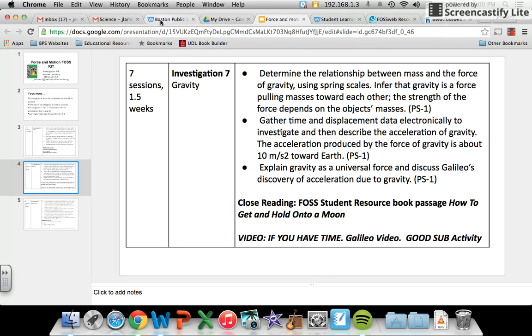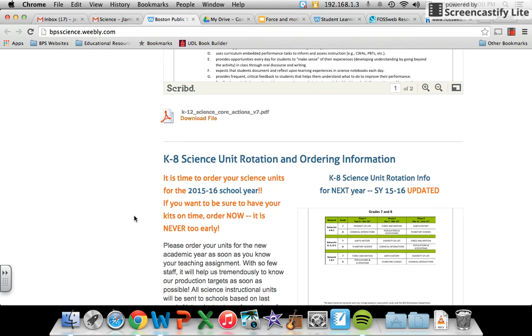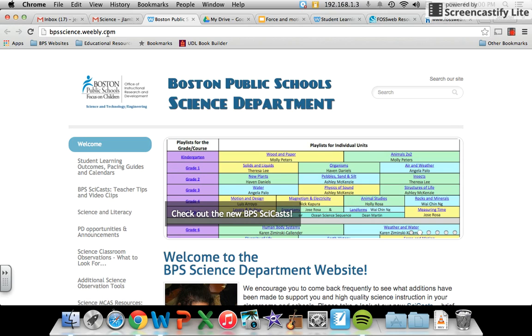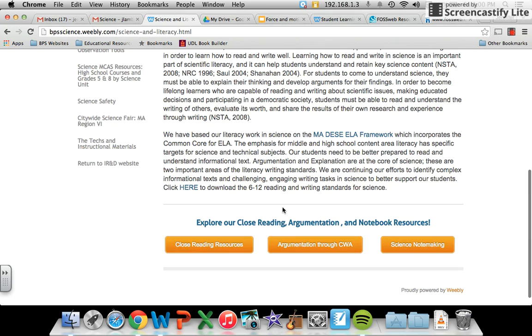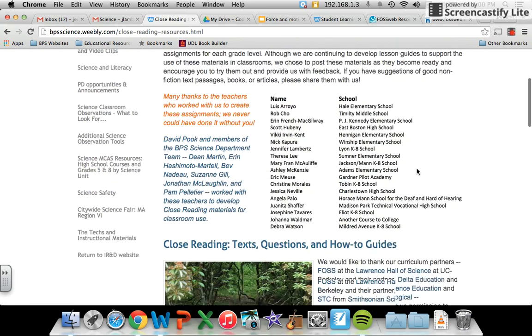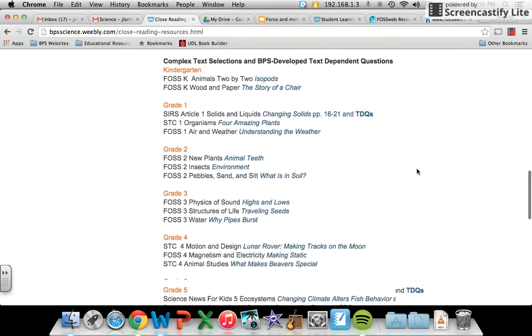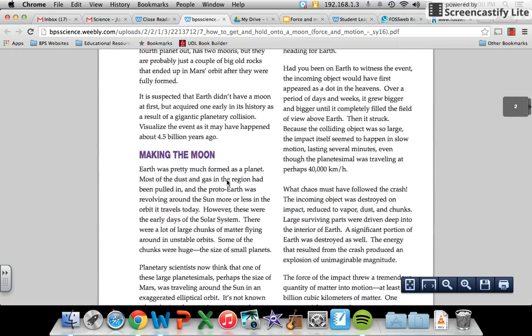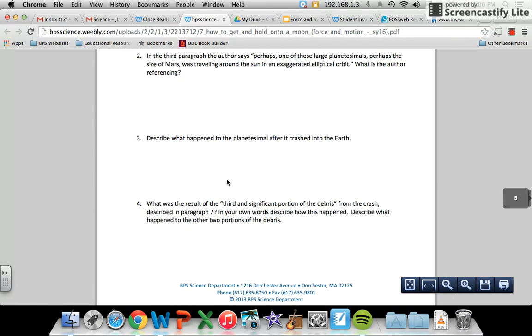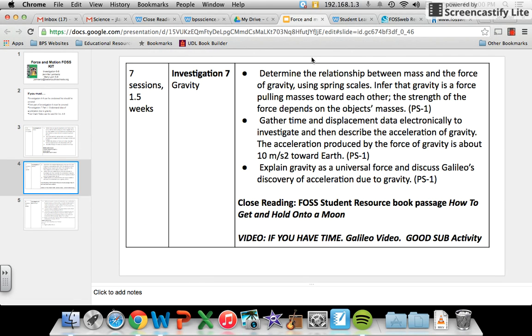Again, if you didn't see it in the overview, you can go to bpsscienceweebly.com and go into science and literacy. And you're going to go to close reading resources. And you will see that in grade 7, how to get and hold onto the moon, it's right here. And the lesson plan is already there. Everything's there. You just need to print it out and go through it. The questions are there. And then if you have time, there's this video about Galileo.